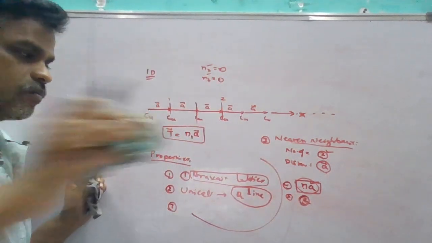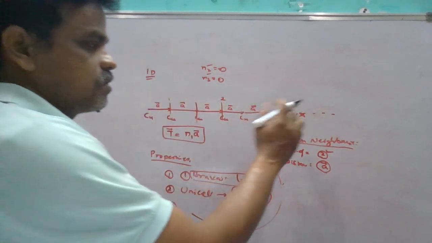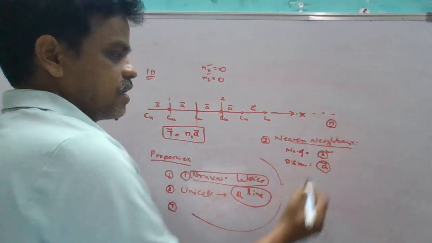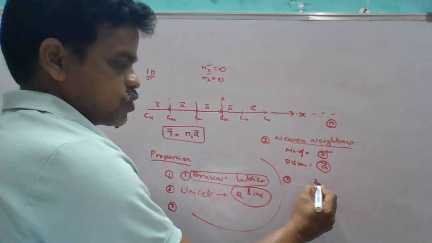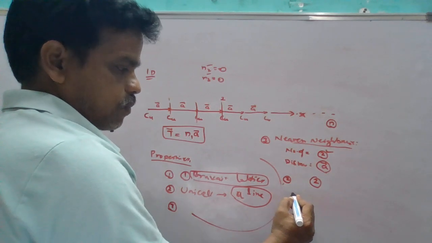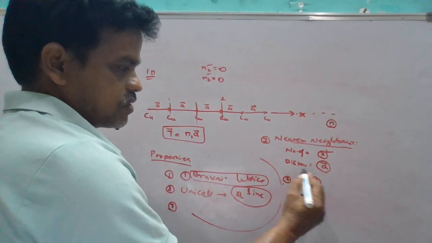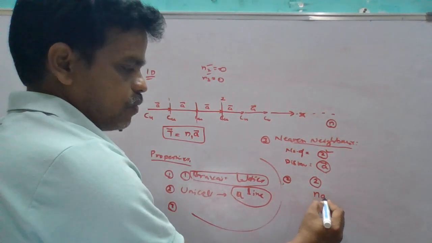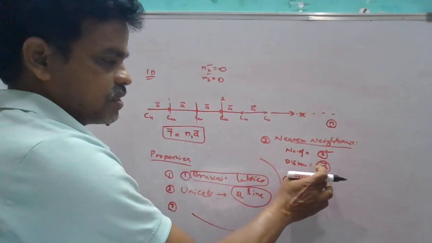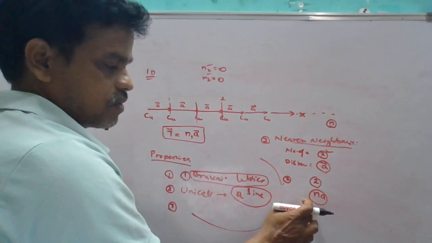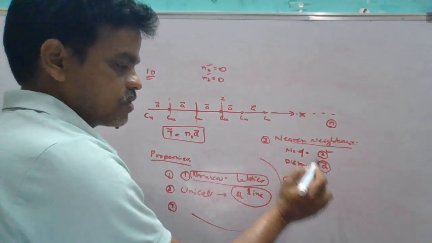So I will clarify here. For example, if n copper atoms exist, the number of nearest neighbors is 2 only, but the distance between the nth neighbor is n into a. The nearest neighbor distance is a only, but the nth neighbor distance is na, and the number of nearest neighbors is 2.